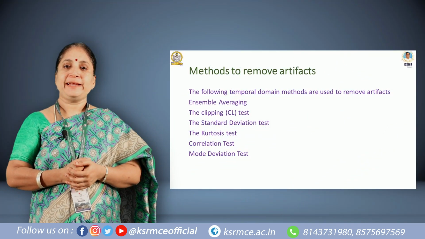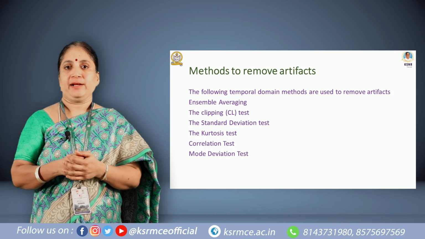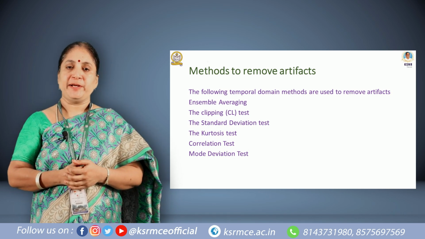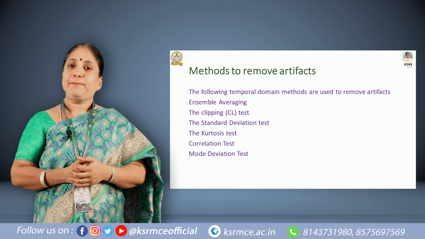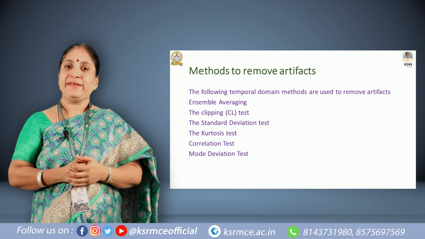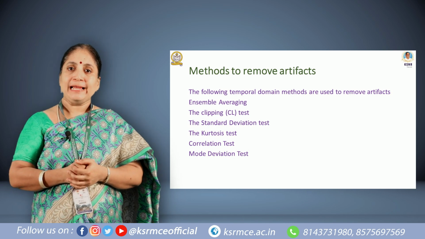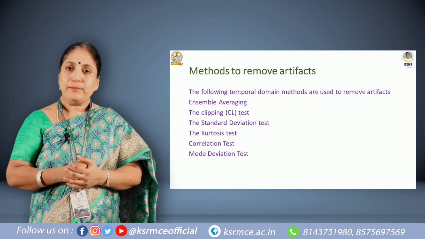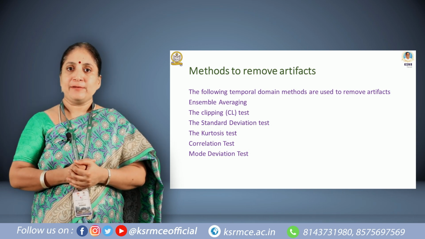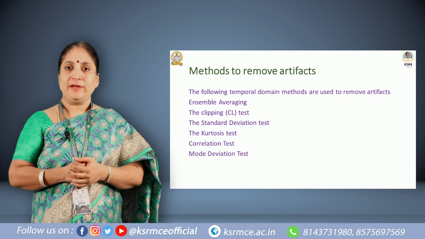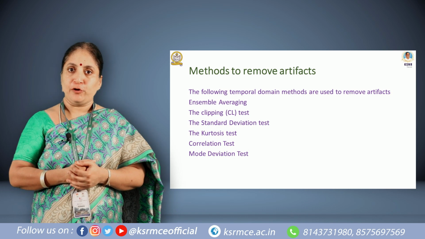Now let us discuss the various methods to identify and remove the artifacts. The methods that can be applied to identify the artifacts are, first, ensemble averaging, second, the clip test, third, the standard deviation test, fourth, the kurtosis test, the next one is the correlation test, and the next one is the mode deviation test. These can be applied to analyze and remove the artifacts in the visual evoked potentials so that we can enhance the ensemble average of visual evoked potentials.